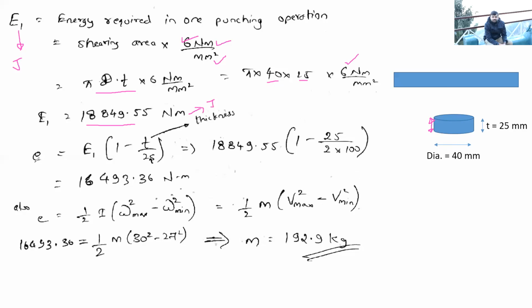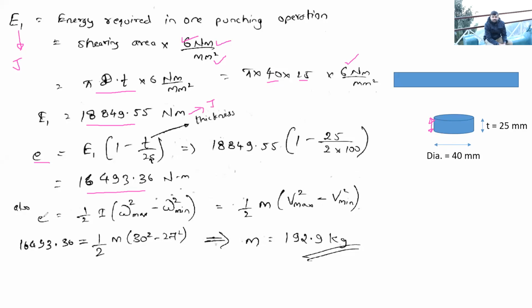Now also the fluctuation of energy, we can calculate by E1 multiplied by 1 minus T upon 2S. So this we already discussed in the previous class, and also in the starting of this lecture today. Okay, so by this formula, we can calculate the value of fluctuation of energy. It comes out to be 16,000 kilonewton meter.